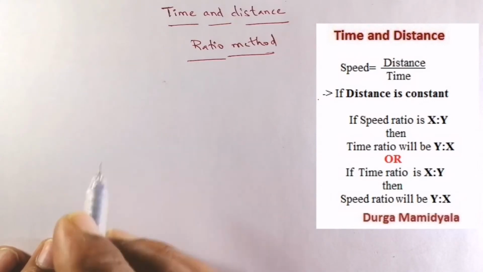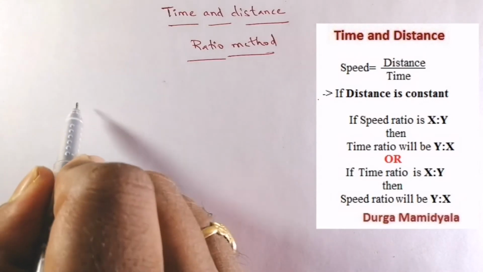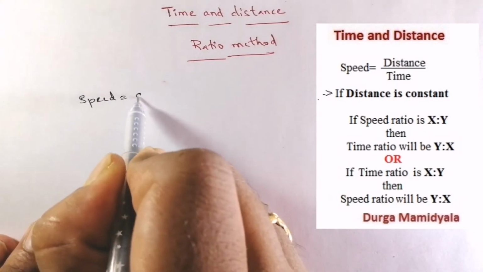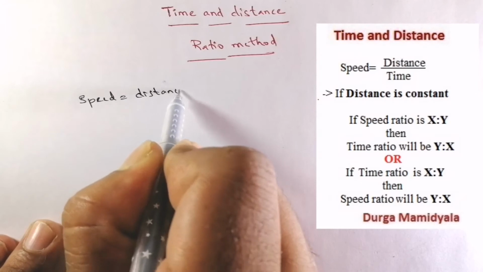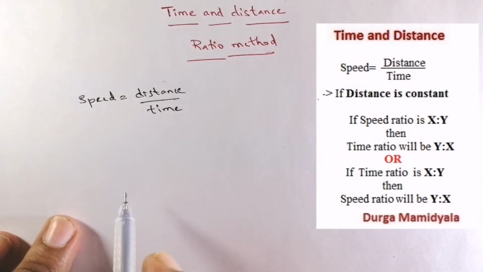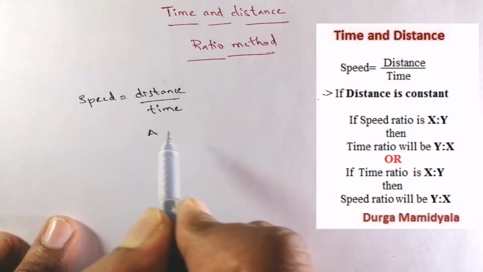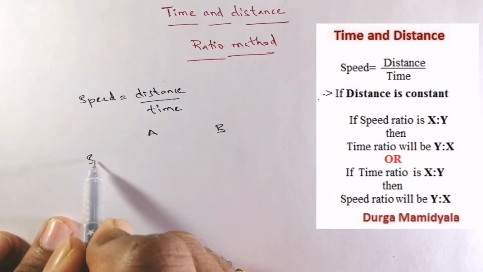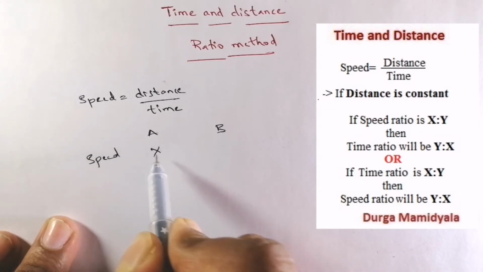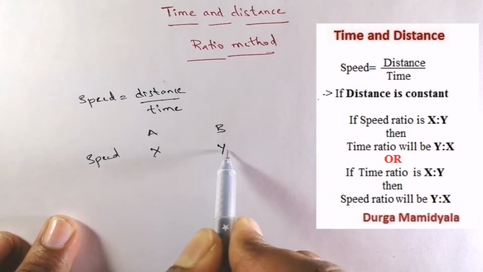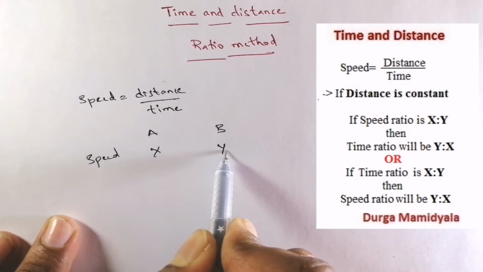So, in the ratio method, suppose we have a formula here: speed equal to distance by time. Suppose we have two persons, let us name them A and B. Suppose their speeds are in the ratio x is to y.